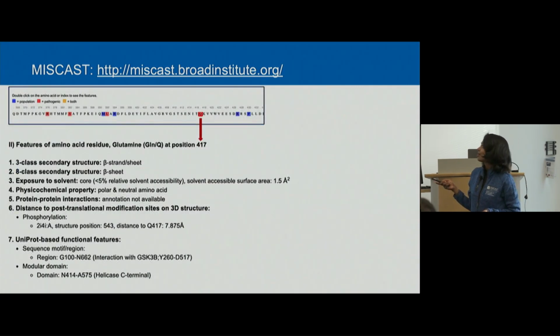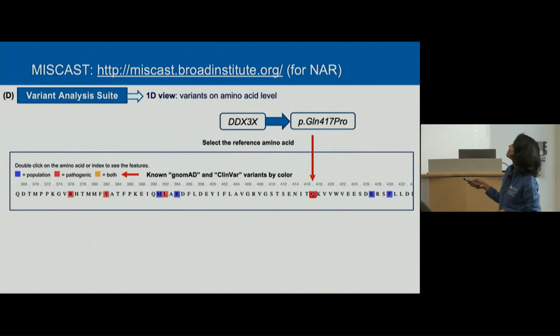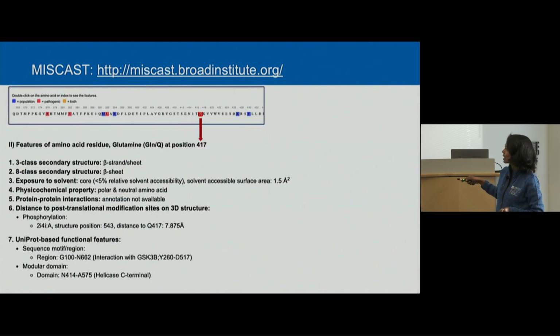And in the two-dimensional view, okay, sorry, I'm still in the one-dimensional view, it's not finished. So you can click on a specific amino acid, and you can see all these features that I was just explaining. Here in the DDX3X gene, this 417 position that I was explaining from the beginning forms a beta sheet in the conformation, and the residue exposure level is 1.5 angstrom, so it's classified as a core amino acid, and it's a polar neutral amino acid, with no protein-protein interaction available. There are post-translational modification sites, phosphorylation sites, on the structure, and you can see the structure ID from here. And this specific position is very close, like within 8 angstrom, of the post-translational modification site. And also this specific amino acid is part of an annotated region that is interacting, and also a domain.